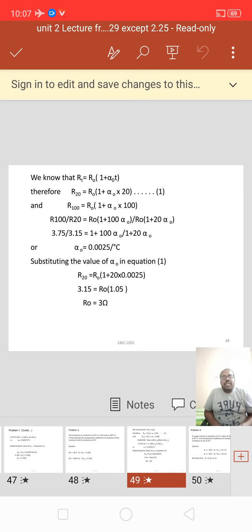We know that RT equal to R naught into 1 plus alpha naught into T, that is R20 equal to R naught into 1 plus alpha naught into 20, and R100 equal to R naught into 1 plus alpha naught into 100. By rearranging the terms, we get alpha naught equal to 0.0025 per degree Celsius. Substituting the value of alpha naught in equation 1, we get R20 equal to R naught into 1 plus 20 into 0.0025. By rearranging terms, we get R naught equal to 3 ohms and alpha naught equal to 0.0025 per degree Celsius.